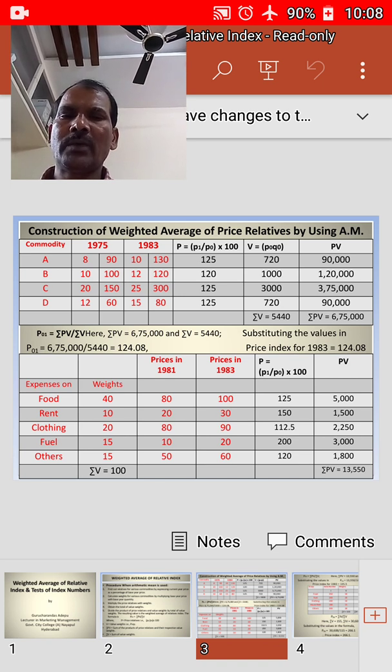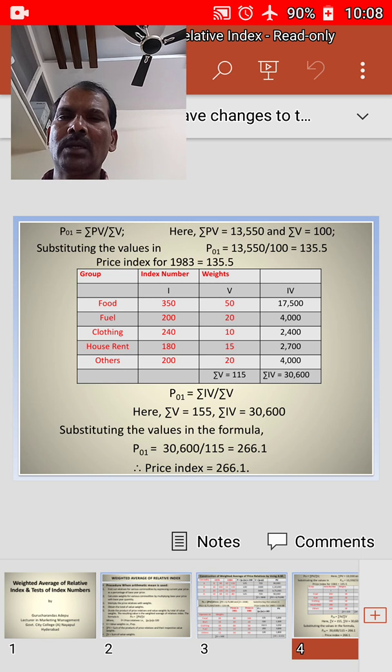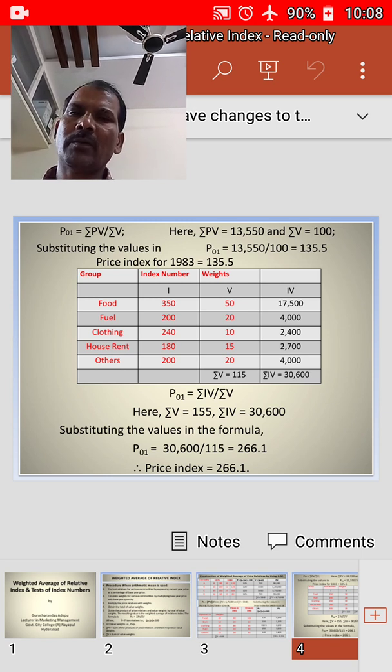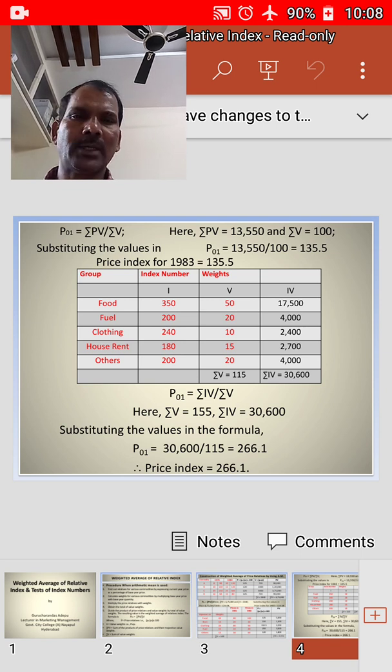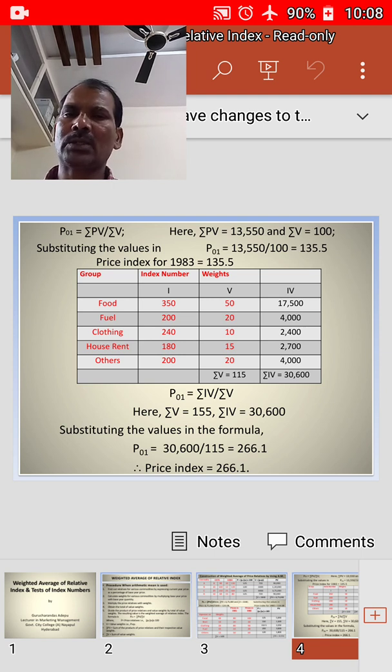Where now we need to substitute the same in the formula, that is P01 is equal to sigma PV by sigma V. Here we know that sigma PV is equal to 13,550 and sigma V is equal to 100. Substituting these values in the formula, that is P01 is equal to 13,550 by 100, which is equal to 135.5. Price index for 1983 is equal to 135.5. This is the answer, right?